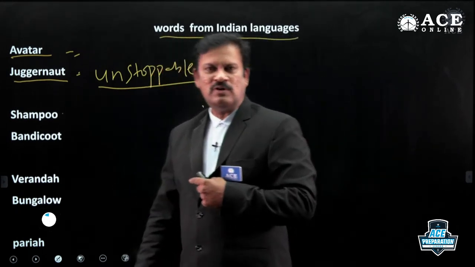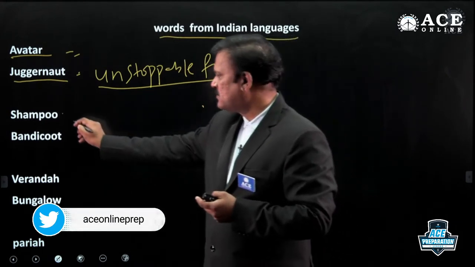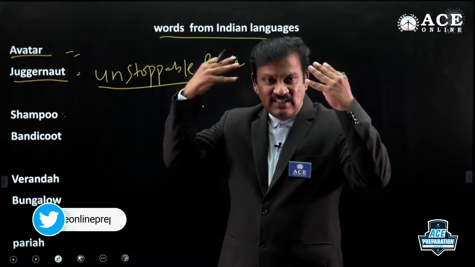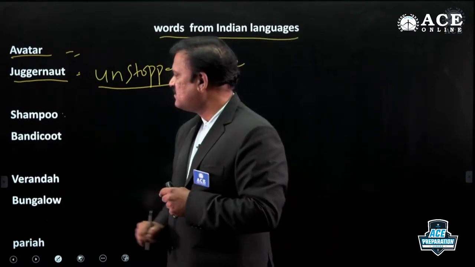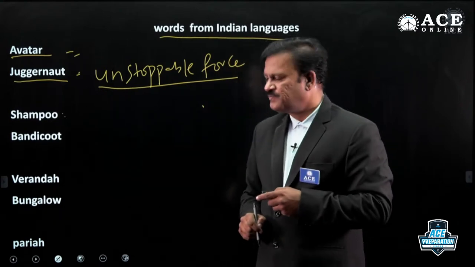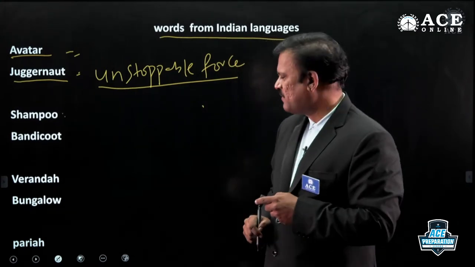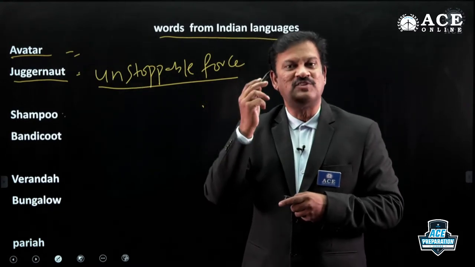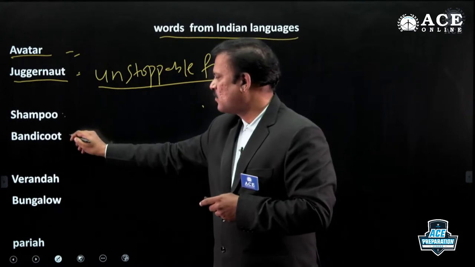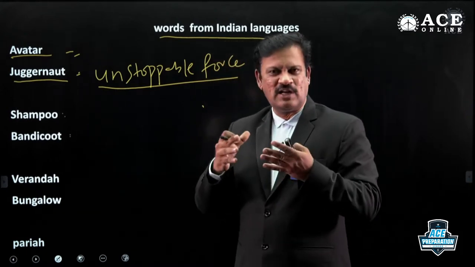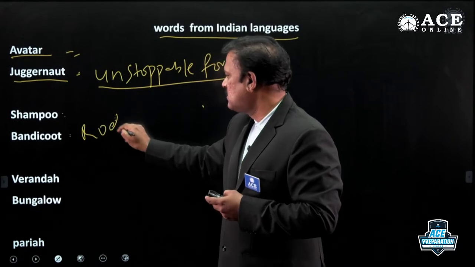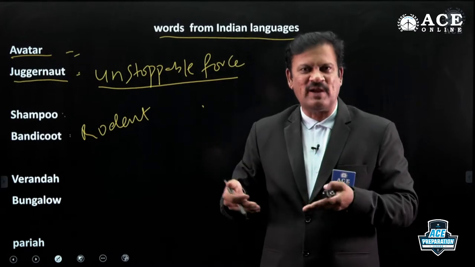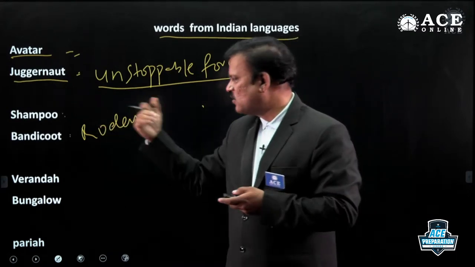Shampoo. Generally we say shampoo, but that's the right pronunciation, and this is taken from the Hindi word champi, right? Champi, malish. Bandicoot. As far as my knowledge, this is the only word from Telugu into English. Okay, guys? Bandicoot. What should I say? Rodent. In Telugu, we say pandikokku. That's the only one. Pandikokku, bandicoot. Pronunciation problem. Pandikokku turned into bandicoot.